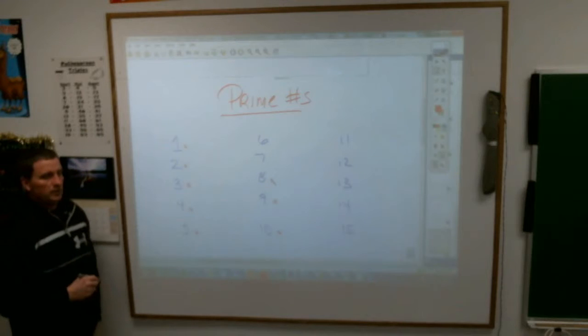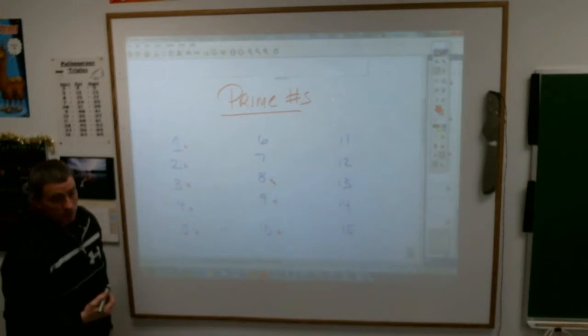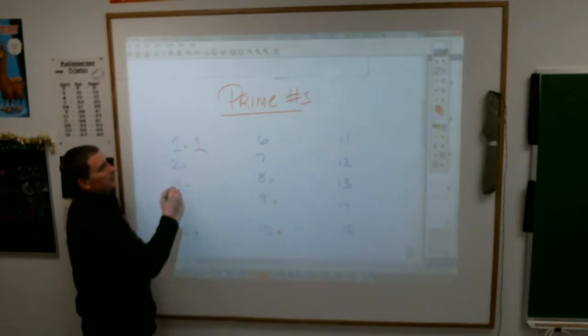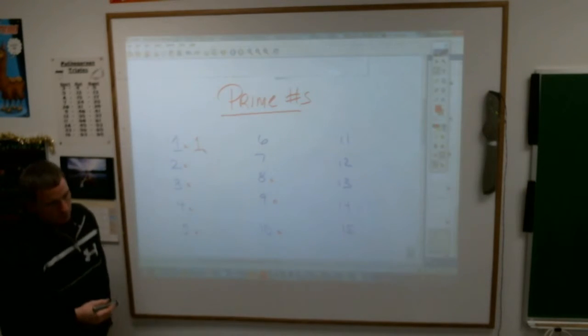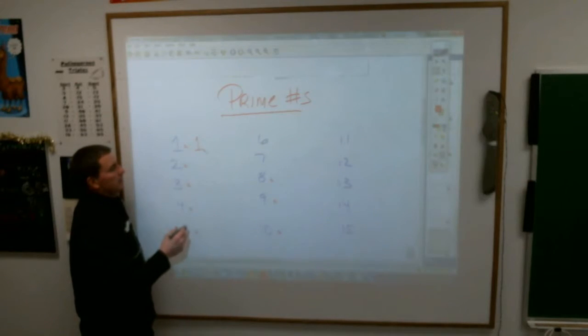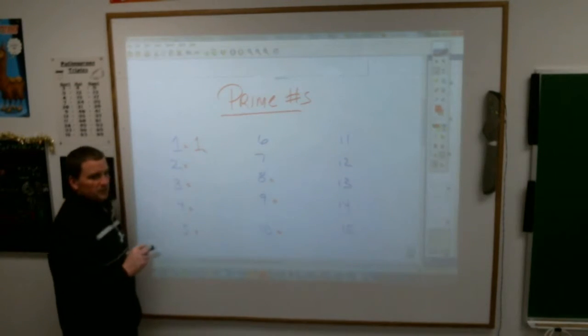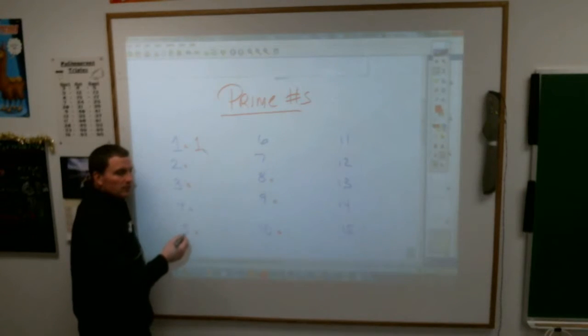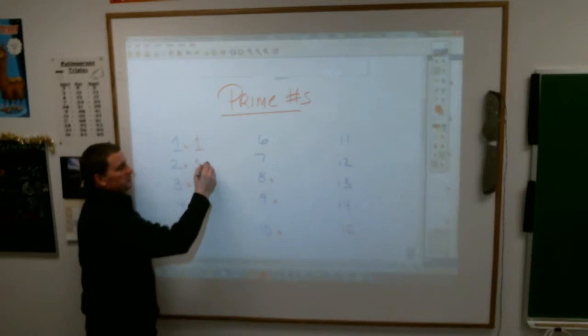What are the factors of 1, or in other words, what times what could give you 1? It's a tough one, I know. 1. What are the factors of 2, or what times what could give you 2? What can you multiply with? What times what gives you 2? 2 times 1. Okay, so the factors of 2 are 1 and 2.